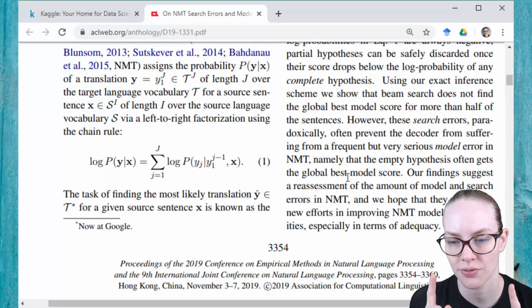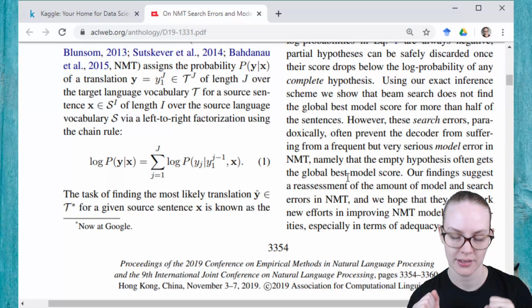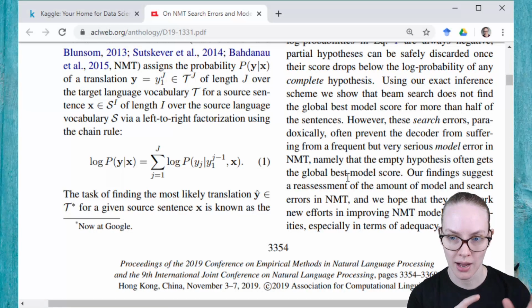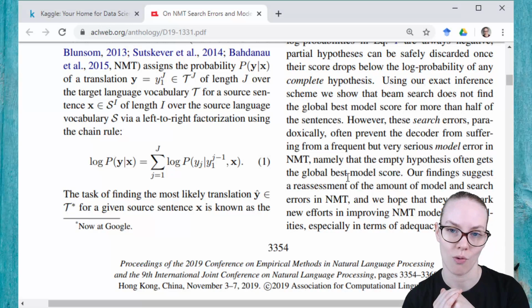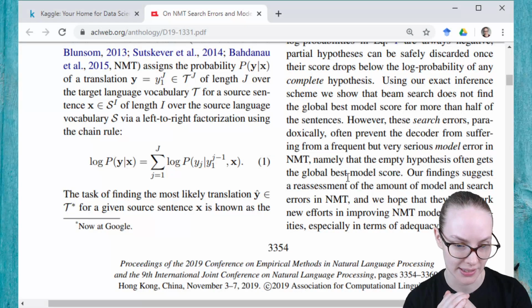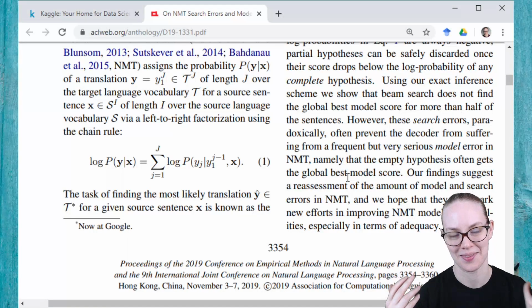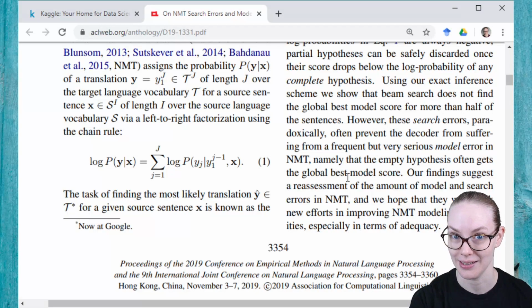Okay, so there's two different things here. One is generating candidates to rank and pick the best one, and that's the search errors. And then the other one is model errors, and that is once you have your candidates, are you picking the best one for your given translation task? And adequacy here means that the translation you get out is a good representation of the information that you put in the other language.